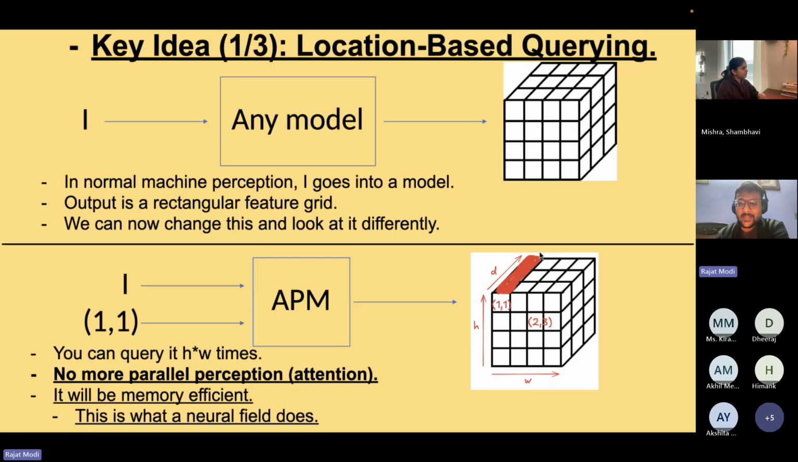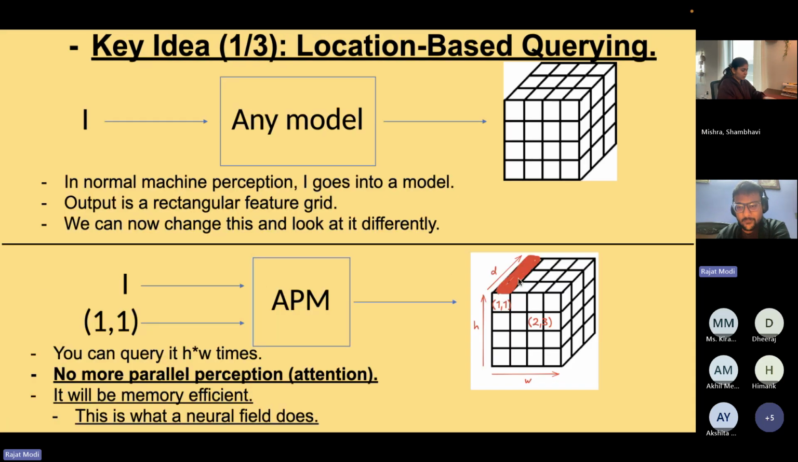So you can imagine that there are these vectors here. If this is a height by width by d cuboid, then you can imagine that there are height times width such vectors of d dimensions each. So you can imagine that there are locations, and for each location, there is a d-dimensional vector. So instead of predicting this cuboid, we can imagine that there is a new type of model. And the way it works is it takes an entire image as input and you query it with location 1, comma 1.